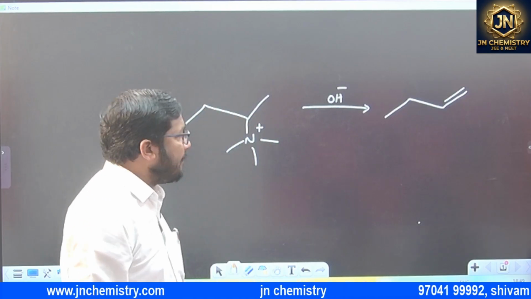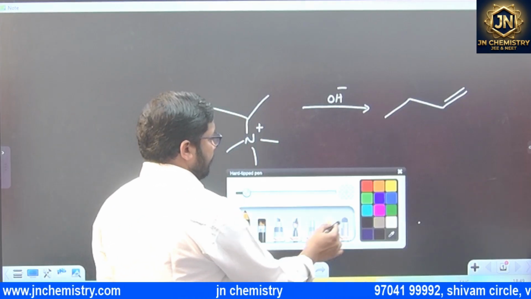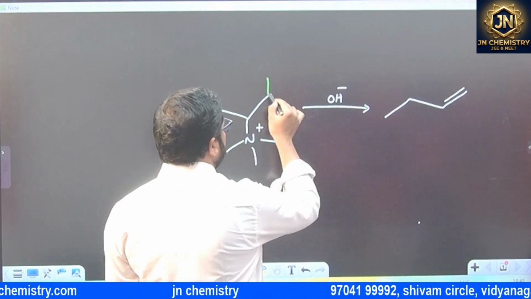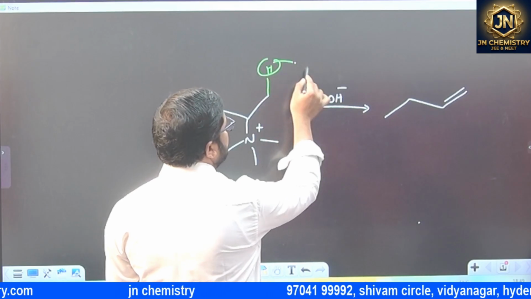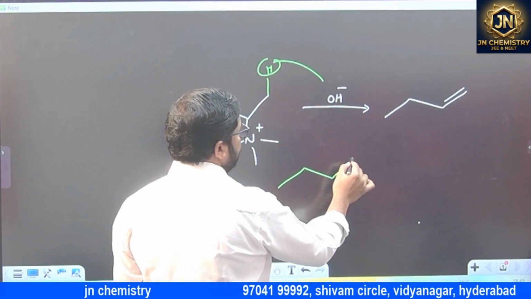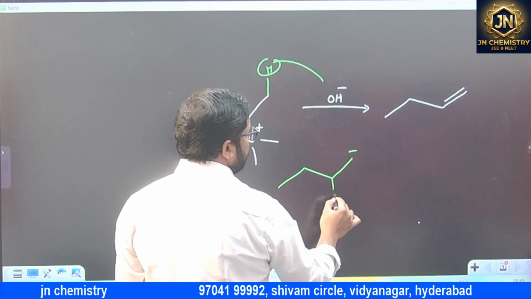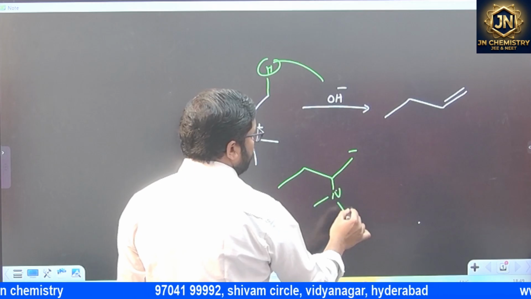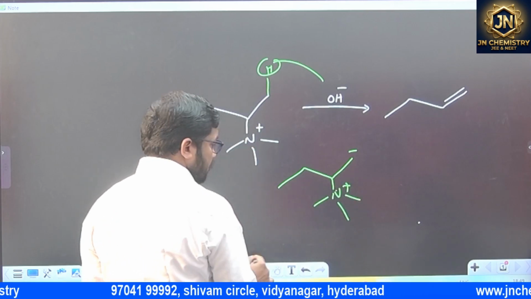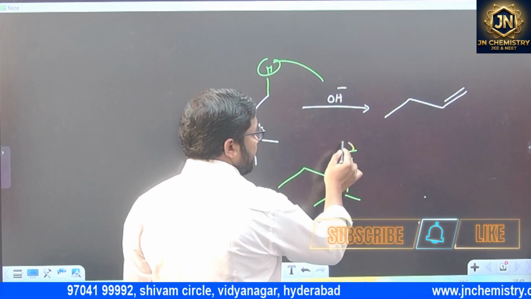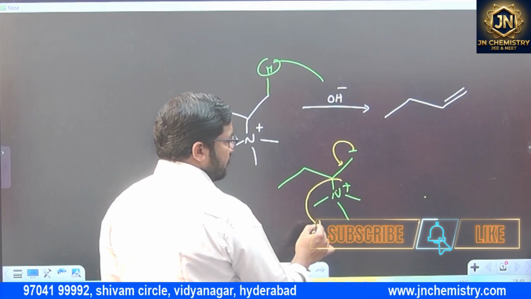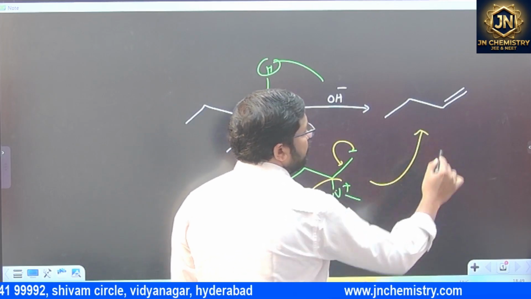This is because here the hydrogen is taken by this base, so we will get a carbanion. So we know a primary carbanion is more stable. This carbanion comes inside, so this is going like that, so we'll get the Hoffman product.